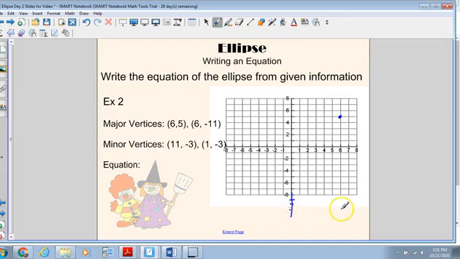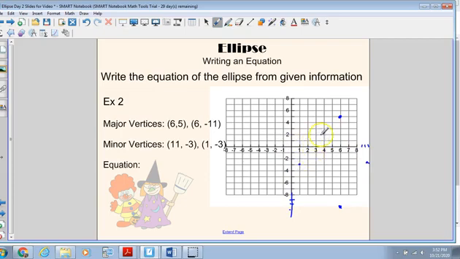We could extend it if we wanted to. 6, negative 11, or if we have something that's really difficult, remember that we could always use that midpoint formula, which we talked about with our circles. We can certainly find the midpoint without having to graph this. I'm going to go ahead and put in my minor vertices also. My minor vertices are at 11, negative 3. Once again, this is going off of my grid right here. 11, negative 3, and 1, negative 3.